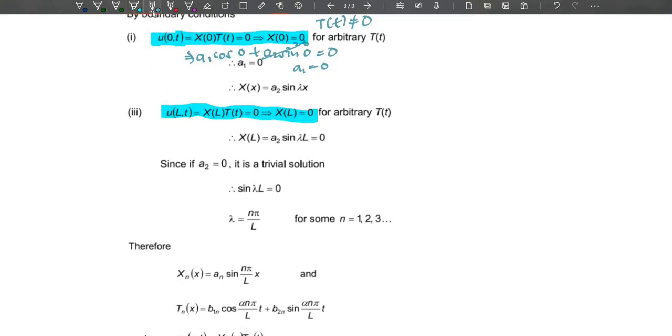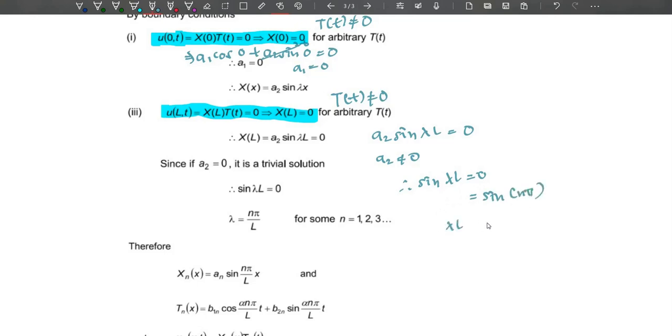And here is the same for arbitrary T(t), which means T(t) does not equal 0. Therefore S(L) = A2 sin λL = 0. The reason behind it is because here we have S(x) = A2 sin λx, so it will be A2 sin λL equal to 0. A2 does not equal 0 because that would be a trivial solution. Therefore, sin λL is equal to 0, which means this is equal to sin nπ.